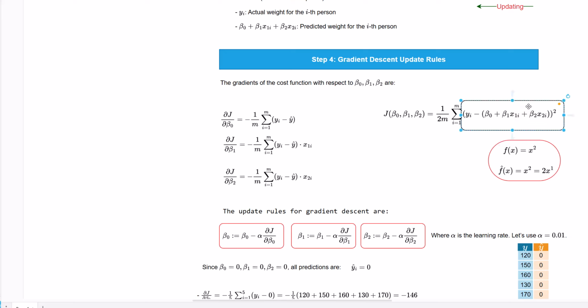Now we need to find the derivative of this formula with respect to b0. But because we have 2 here, I will try to move this 2 to here, right? And this will be the same as x, for instance, and this minus 1 will be the derivative of 1. And this will be the same in all the derivatives.